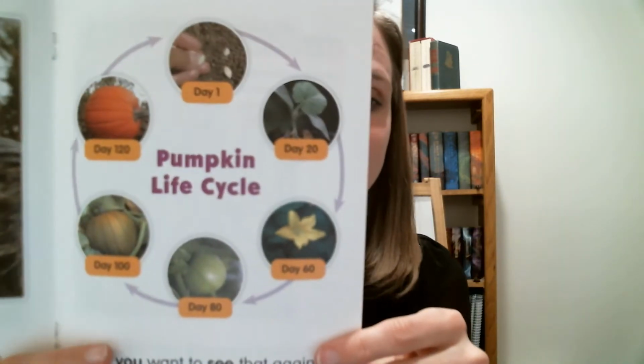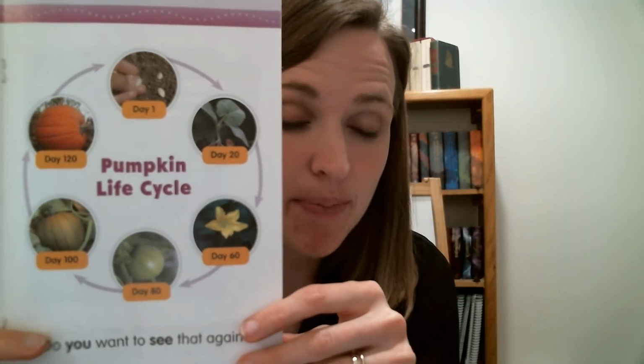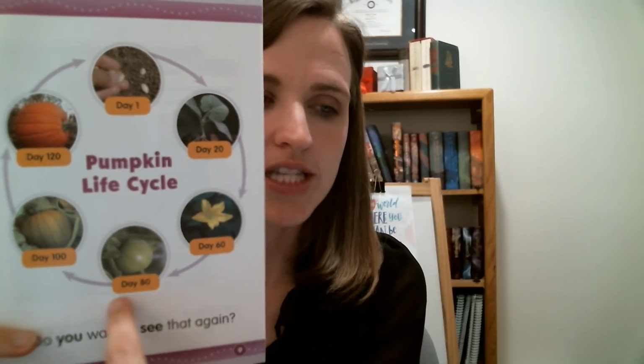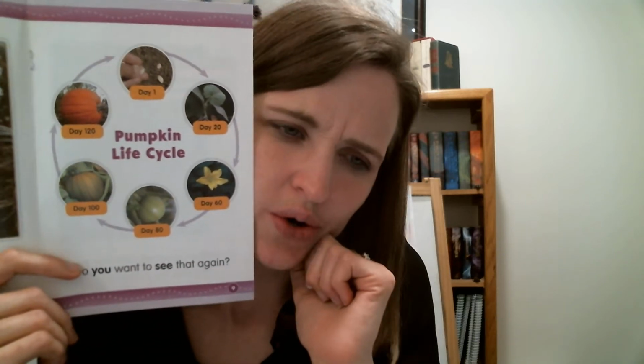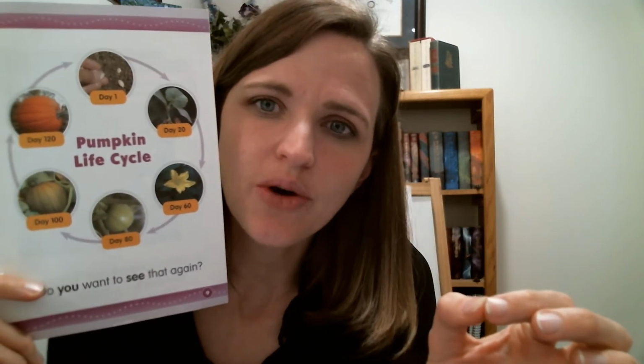Here's a model. This is a model of the pumpkin life cycle, and it shows how a pumpkin grows and changes and becomes a seed again. So it's a model because it's showing us how something happens with small pictures to represent. It's a model using real photographs. Here's a model using an illustration.